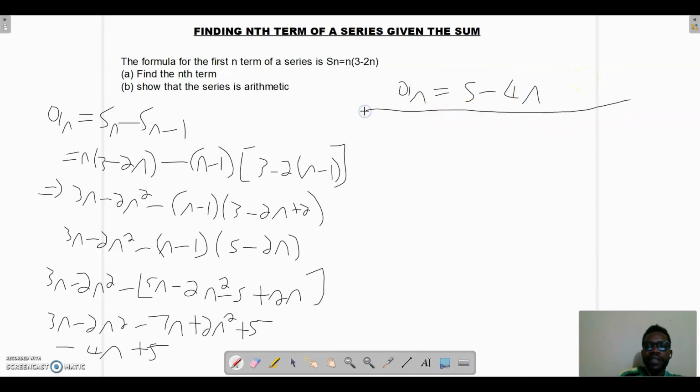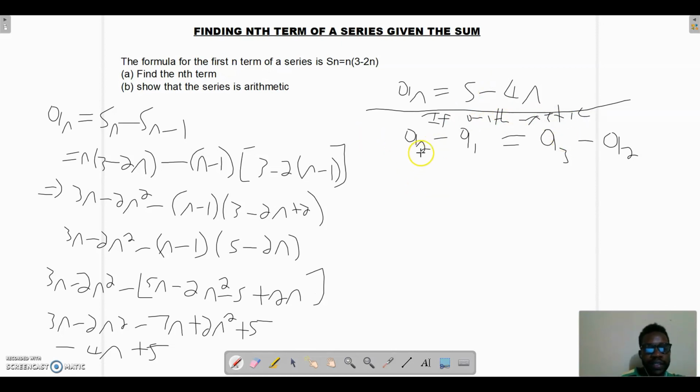The next part says show that the series is arithmetic. I just need to show that the differences of two sets of consecutive terms produce the same value. So we could show that the second term minus the first term is equal to the third term minus the second term. So I could say, if arithmetic, then you need a statement for that.